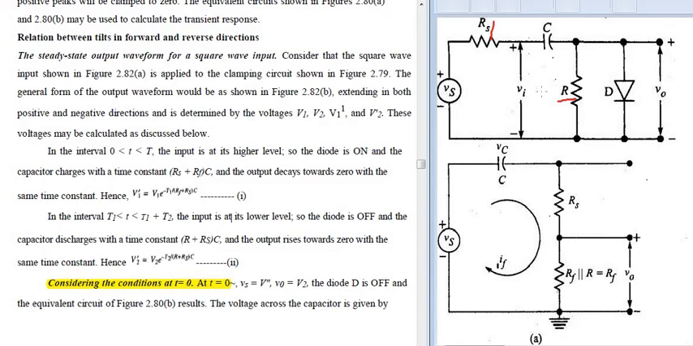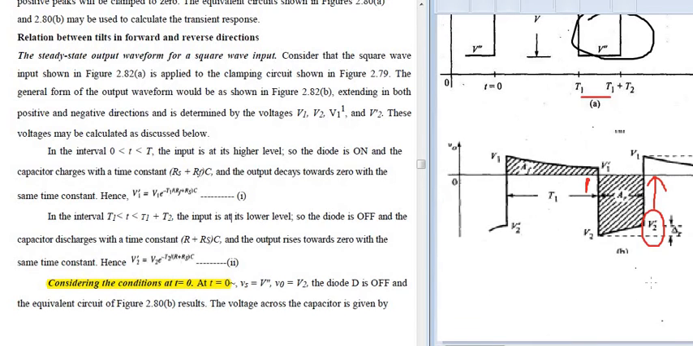Correct? This is because the diode is in the off condition, so there is no forward resistance over here, and this is the path where your capacitor is discharging. So overall we can say that V2 dash at the trailing edge is V2 into e to the power of minus T2 over (R plus Rs) into C. This is the output of your second wave at the trailing edge.